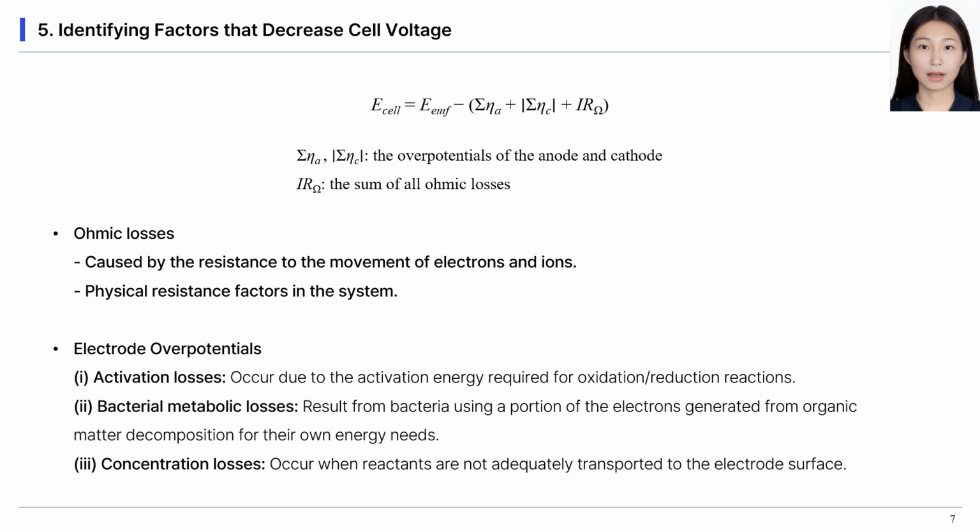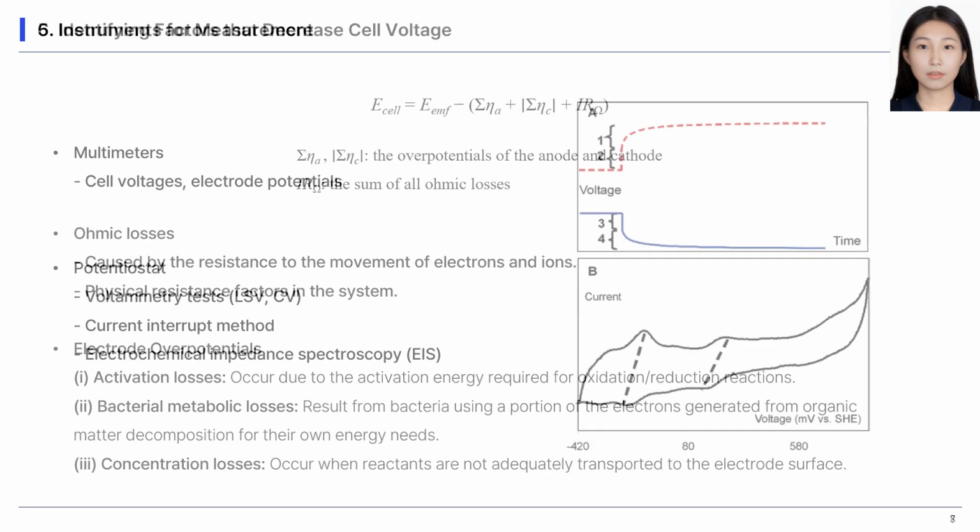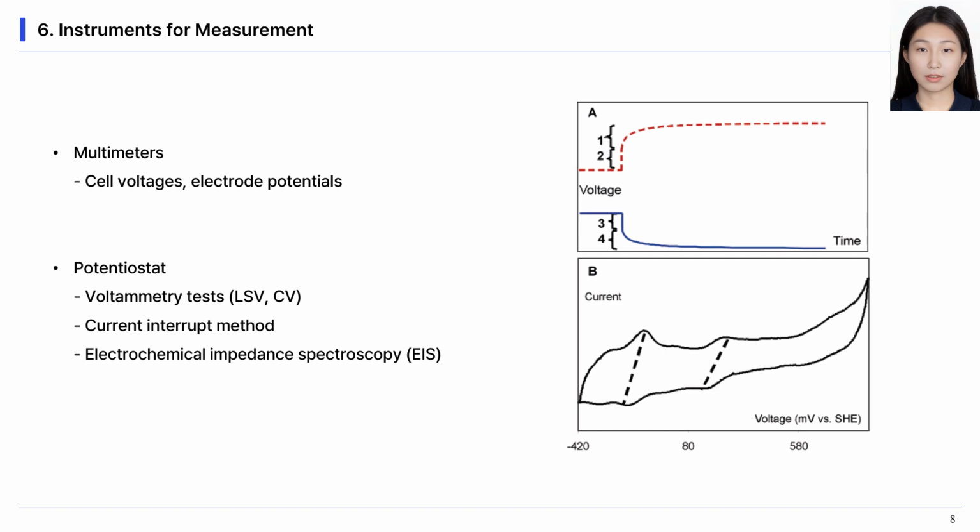Each of these losses impacts the overall voltage and power output of the MFC. By understanding the sources of these losses, researchers can develop strategies to reduce them and improve system efficiency. To optimize MFC performance, researchers rely on a variety of measurement techniques to analyze the system's electrochemical processes. These techniques provide insights into how the system operates and where improvements can be made.